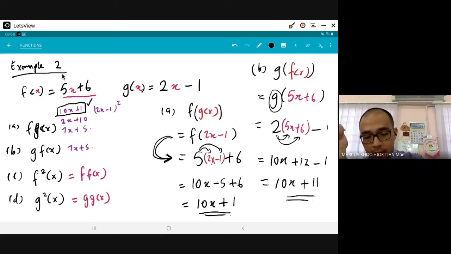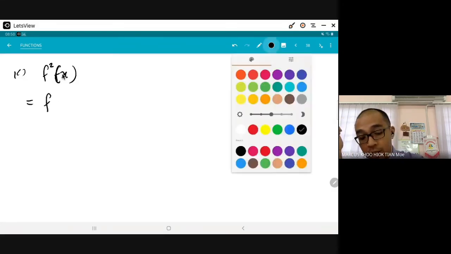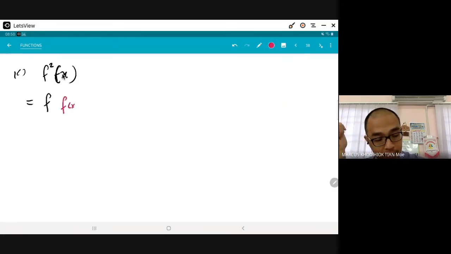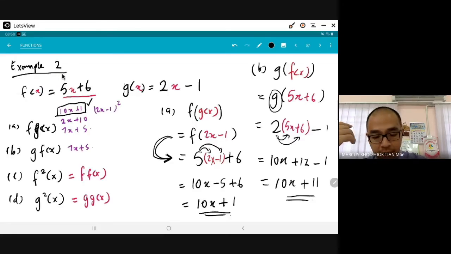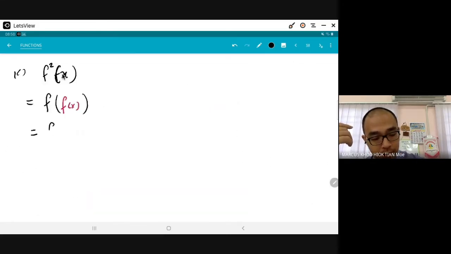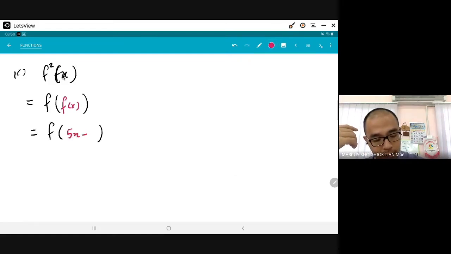Okay, now let's try the third one. The third one is f squared of x. This is f, and then I'm going to change this to red color, f(x), since now my object is f(x). Then what is the first step you do? Put in the function in the object. What is the function? 5x plus 6. So I change the color to red, 5x plus 6.